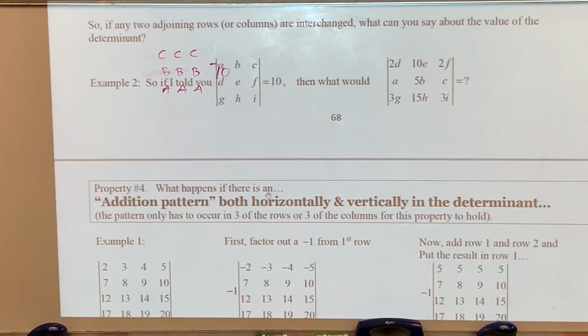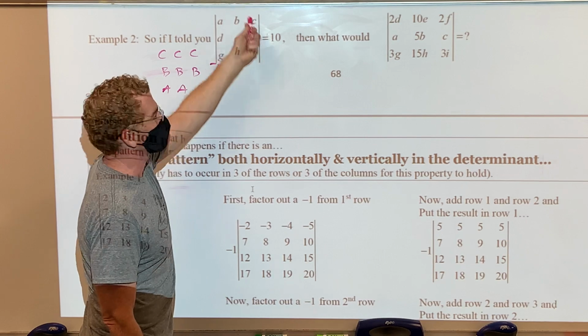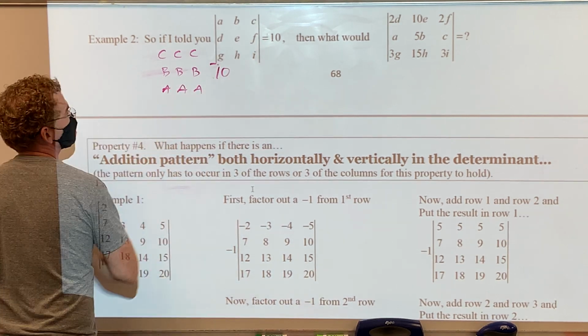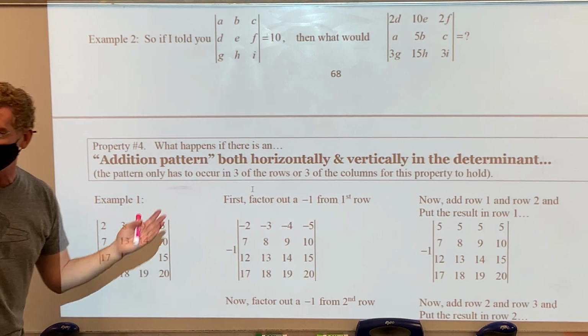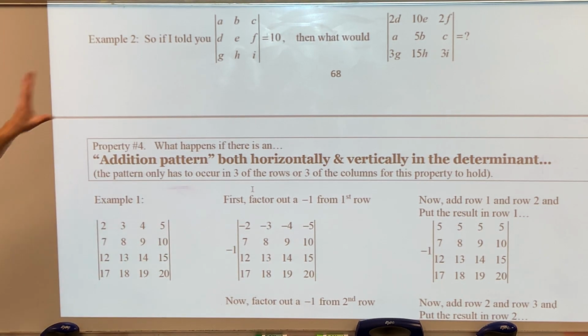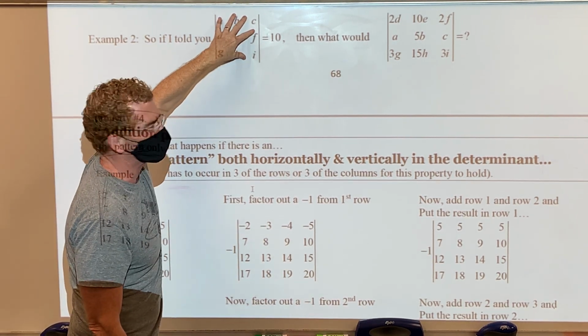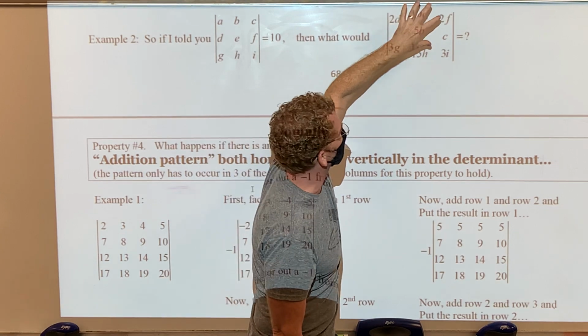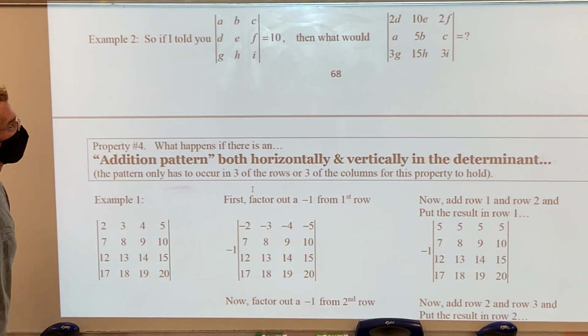Check it out. Let's just say I told you that this ugly variable matrix is equal to 10. So you would just have to take my word for it, okay? You have no idea what A, B, C, D, E, F, G, H, I are, but you know somehow you take the determinant and you get 10. Now what does it look like happened to this determinant to get it to look like this? Now just take it one step at a time. What do you see going on there?